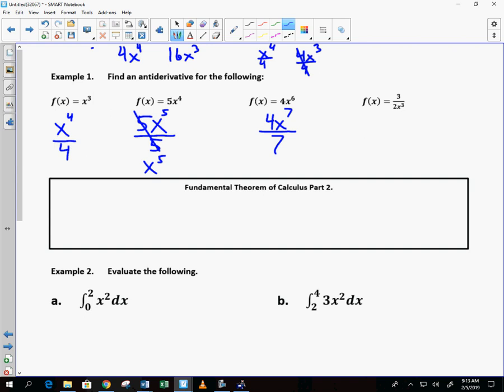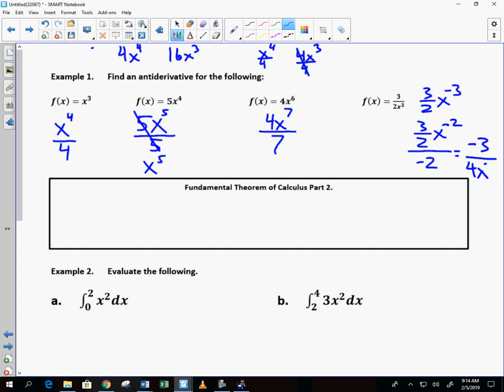Let's try one more. This one's complicated because I've got something in the denominator, right? This is 3 over 2x to the negative 3. So I'll take 3 over 2x to the, I increase it by 1, that makes it negative 2, and then I divide by that negative 2. Anybody know what 3 halves divided by negative 2 is? Negative 3/4.